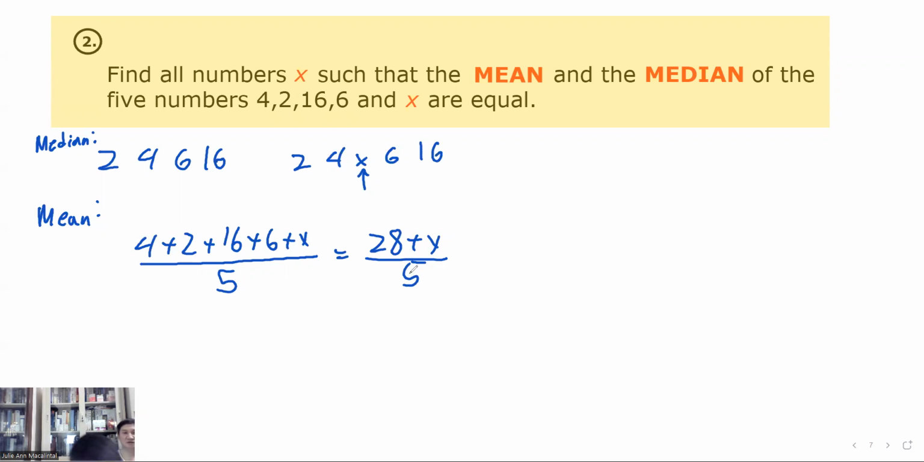So this will require some casework because we do not know where x is, especially for the median. We do not know exactly what the value of x is equal to. So we need to do a lot of cases. So the first case, case one.